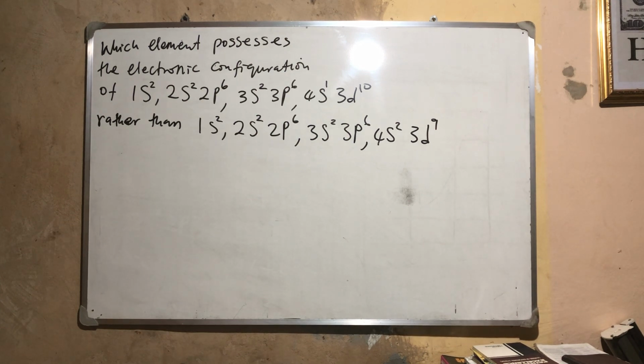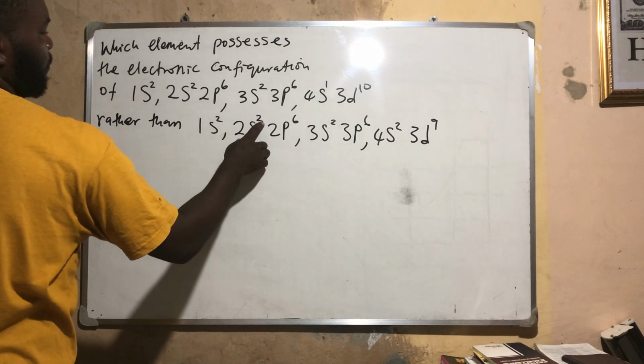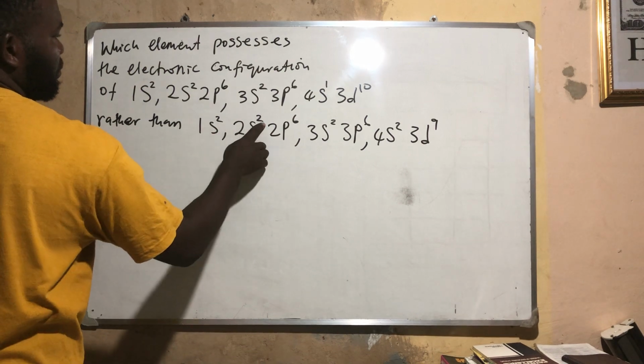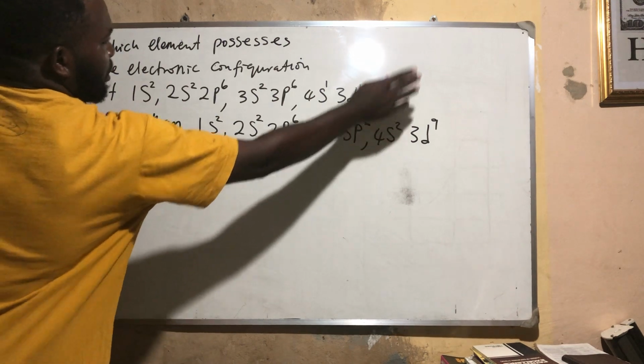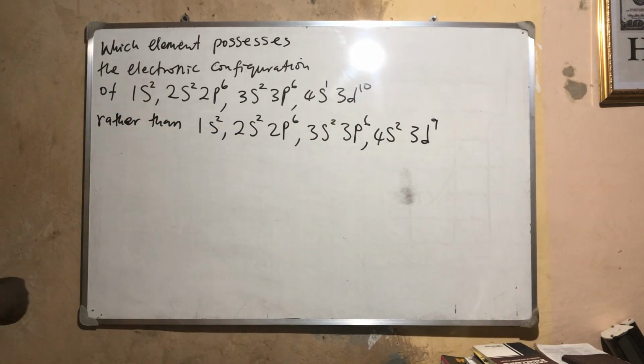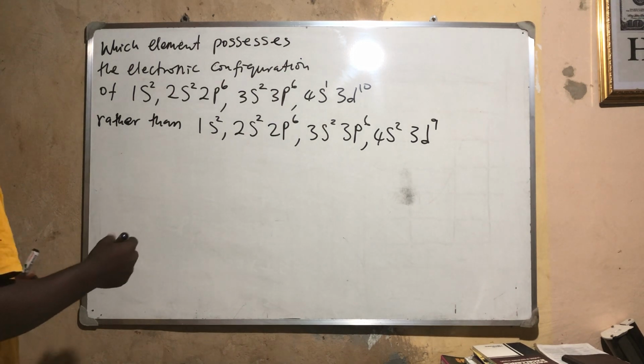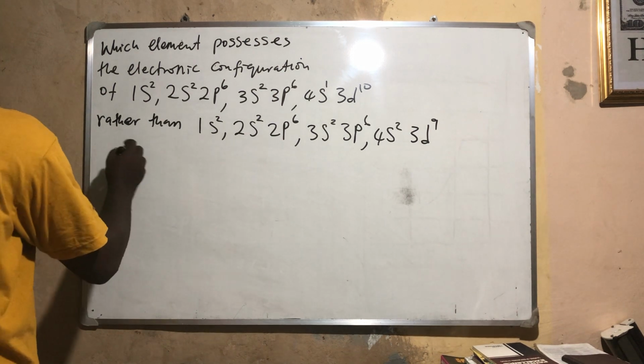Just count it for me. If you count it, 2 plus 2 is 4. Let's get the atomic number. 2 plus 2, 4. 4 plus 6 is 10. 10 plus another 10 is 20. 20 plus 9 is 29. So which atom has 29 electrons? I think it's copper.